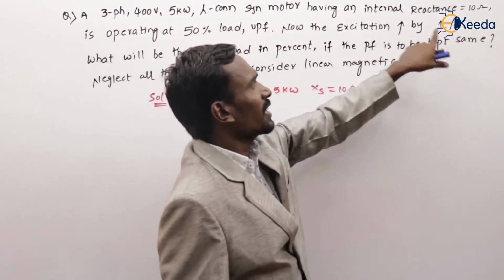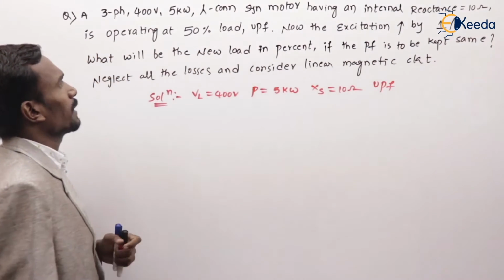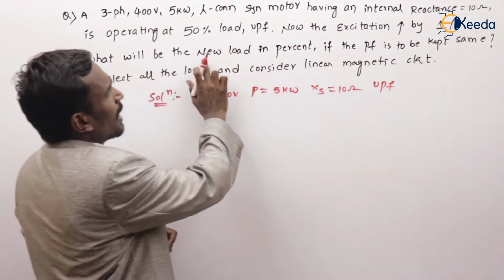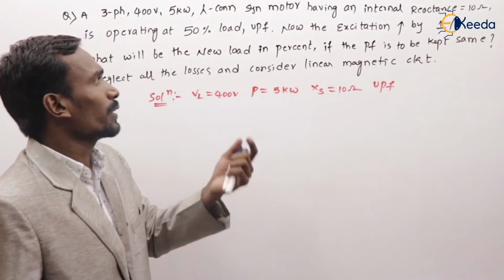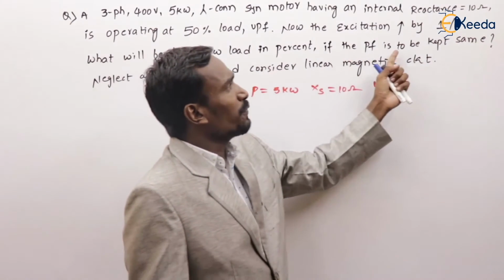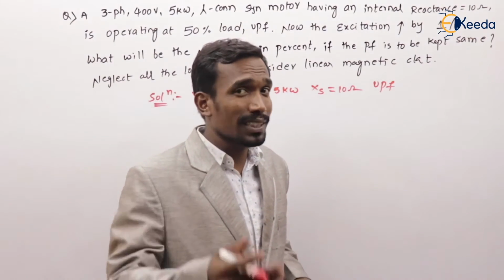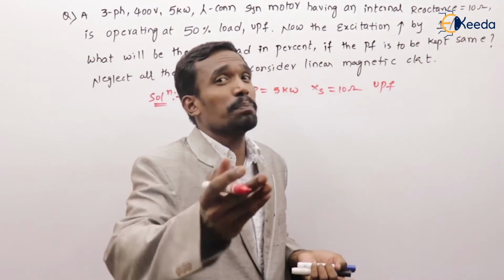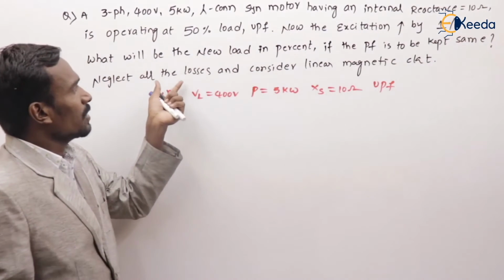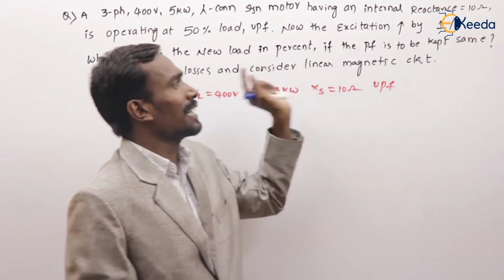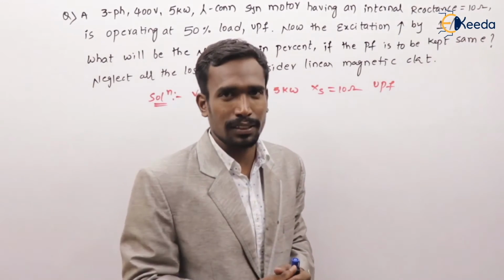Now excitation is increased by 1%. What will be the new load in percent, if the power factor is kept the same? Power factor same, but what is the load current? What is the percentage of new load? Neglecting all the losses and consider linear magnetic circuit, not saturated magnetic circuit.